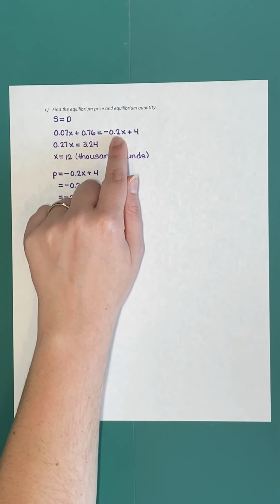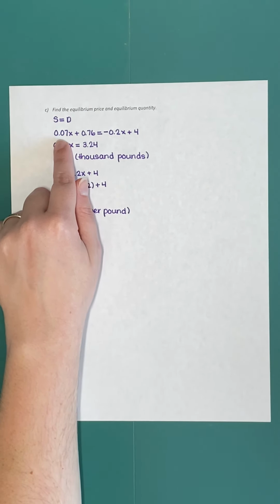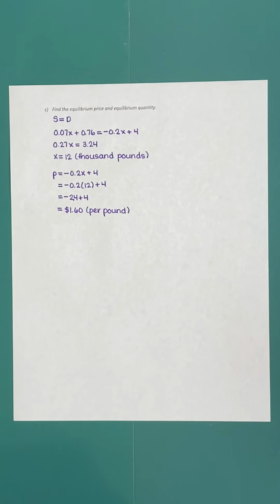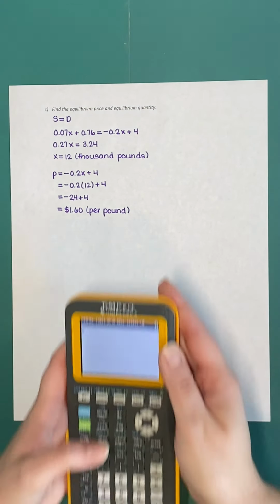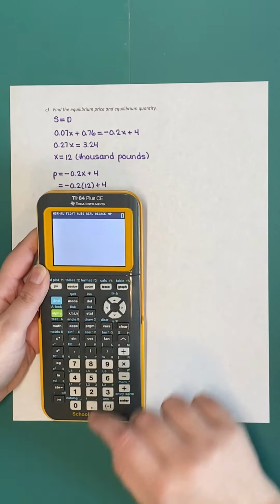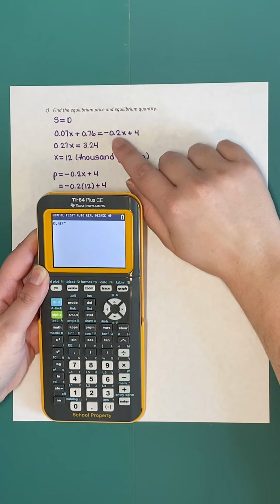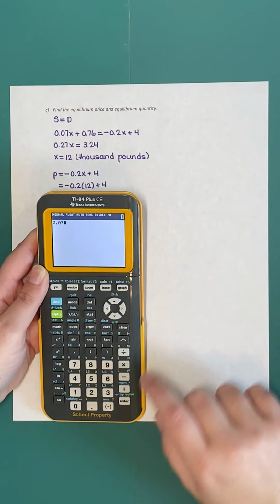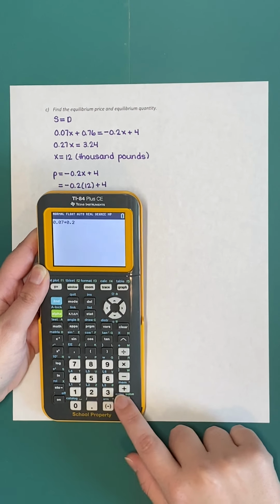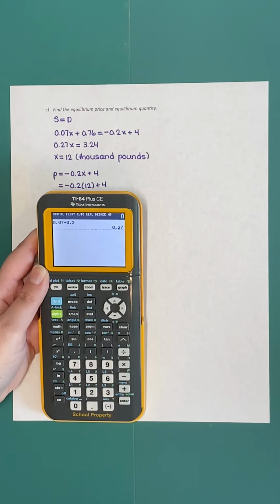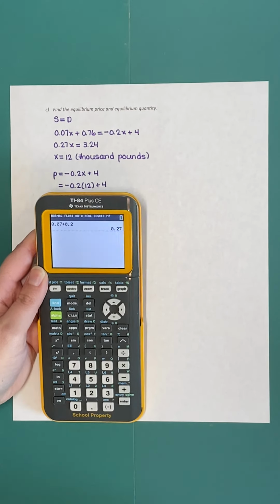So add 0.2x, combine it with the other x term. Now, be careful with your decimal places here. If you want to do this in the calculator, that's fine. So we have 0.07x, and then we're adding on 0.2x, so plus 0.2. That's going to give us 0.27, and that's our coefficient for x.